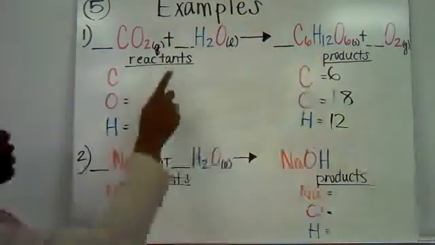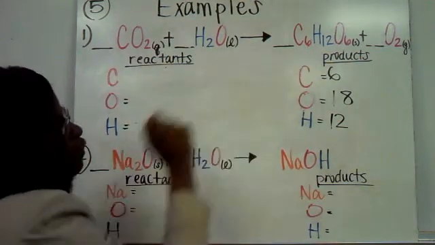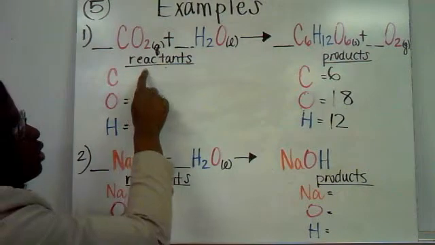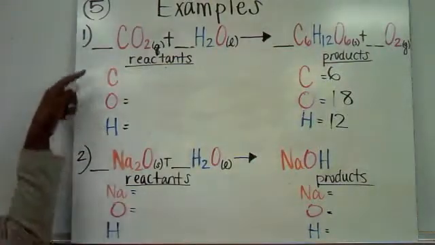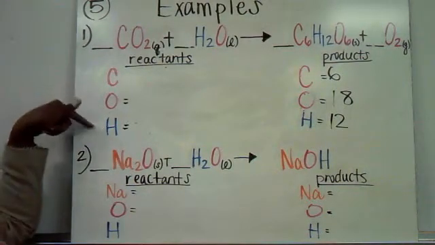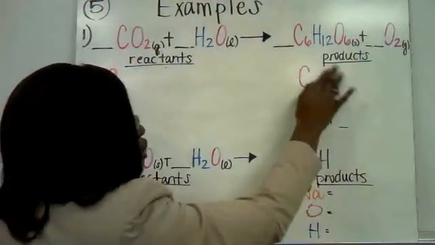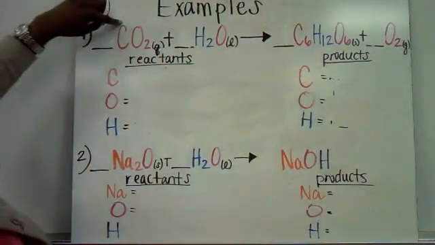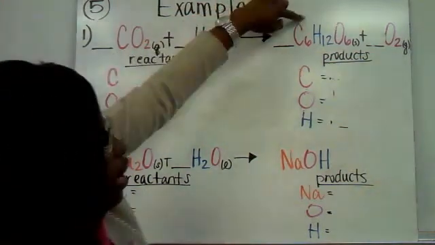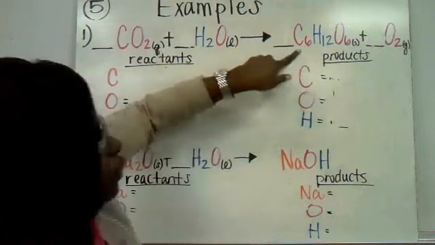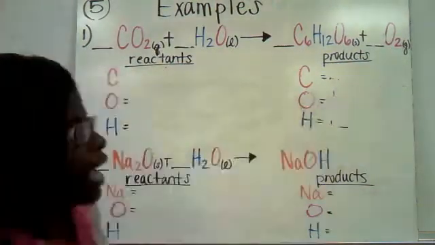So if you remember your steps, we start by writing out our symbols, which is done for you already, and then you're going to write under it your reactants and your products on each side. So the symbols for those are carbon, oxygen, and hydrogen in the first one, carbon, oxygen, hydrogen in the second one. So if you look up top, you have carbon dioxide, which is a gas, water, which is a liquid. You have C6H12O6, which is a glucose molecule, and then you have O2, which is oxygen gas.